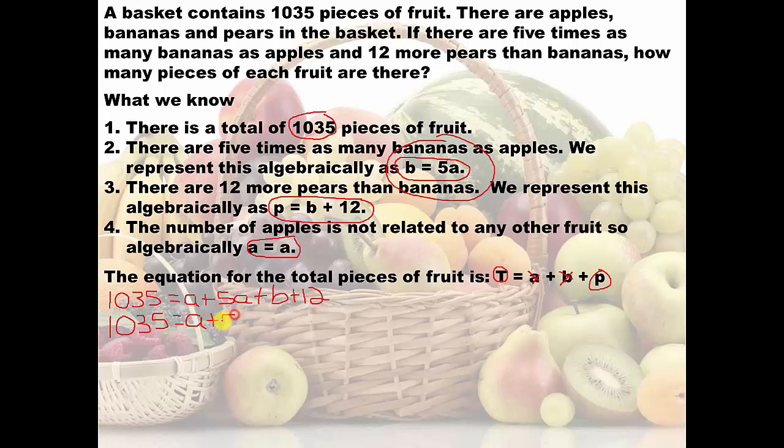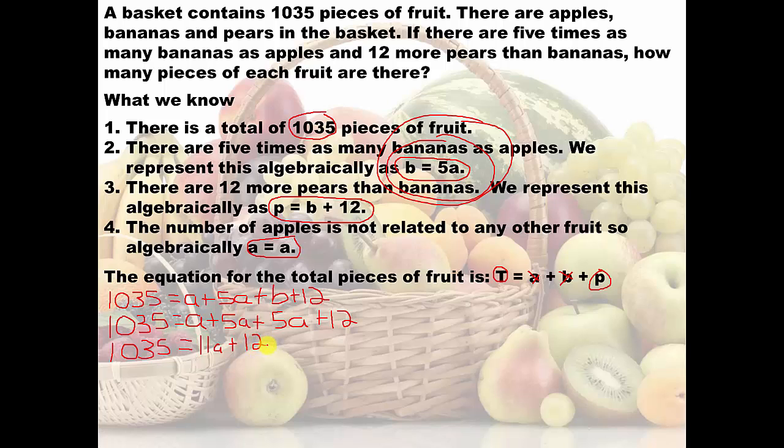So A plus 5A, that all stays. But the B now I'm going to change. What is B equal to again? It's equal to 5A up here, right? So instead of B, we write 5A. The plus 12 stays. Now we have one equation with one unknown, we can solve it. Rewrite again. 1,035 is equal to, and if I add up my A's, I have 11A plus 12.